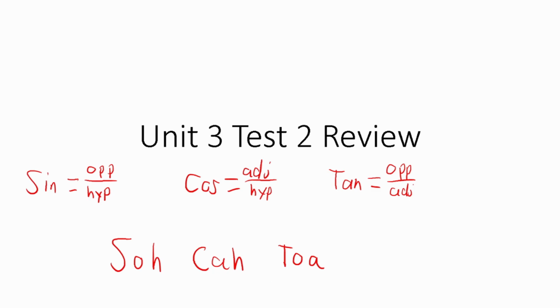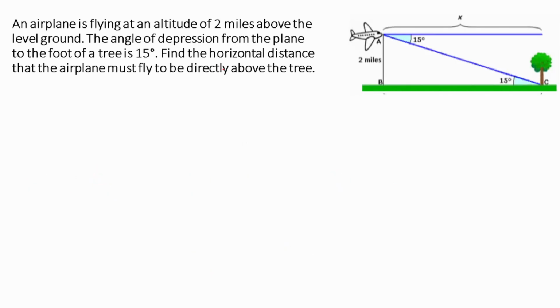This is what I learned in high school in order to remember this, and it sticks with me to this day. Whenever I need to remember real quick, I'll just say SOHCAHTOA. Boom. Got it. So sine is opposite over hypotenuse, cosine is adjacent over hypotenuse, and tangent is opposite over adjacent. So let's get into our first problem.